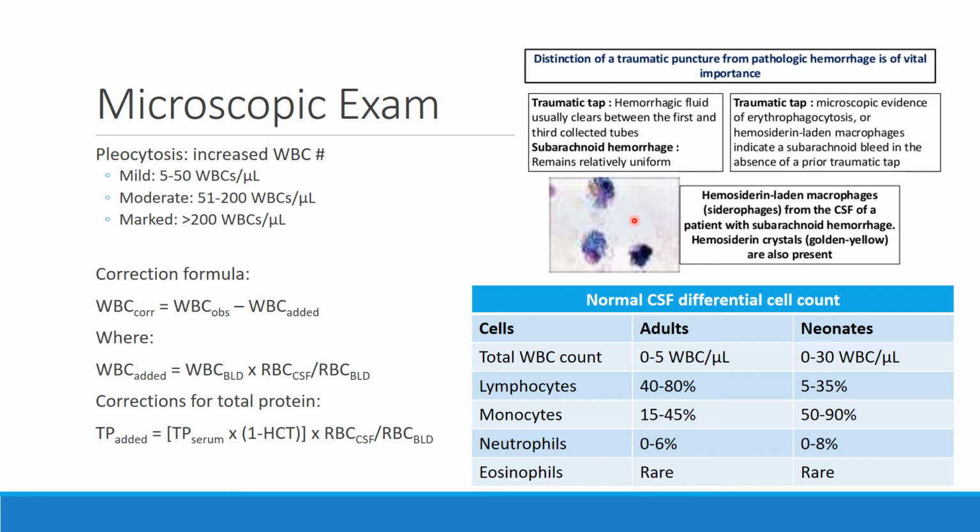Okay. You may, however, potentially see white cells that actually have red blood cells in them. That's possible for a tap. It's not exclusively a tap, but if you see siderophages, it's definitely not from a tap. Those siderophages are from a hemorrhage of some sort.